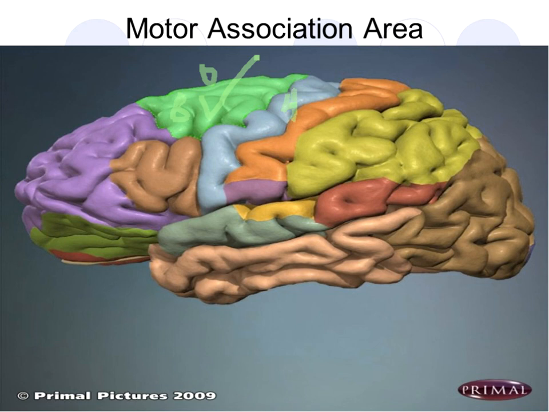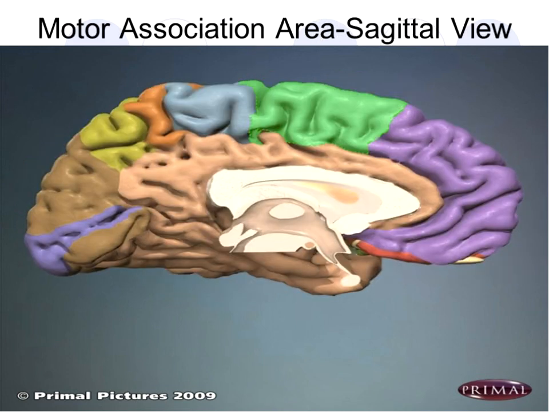Okay, and then this is the prefrontal cortex, areas 9, 10. I messed up drawing it. 11 on down, and then 12 on around over here. Okay, and this is a sagittal view, so you can see that the motor association area extends into the longitudinal fissure.